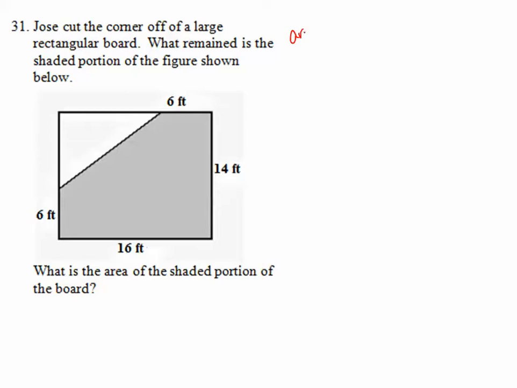So we need the area of the rectangle minus the area of the unshaded portion, the triangle, and that will give us what's left of the shaded portion. So the area of the whole rectangle, the formula is base times height. So that's 14 times 16, and 14 times 16 is 224.